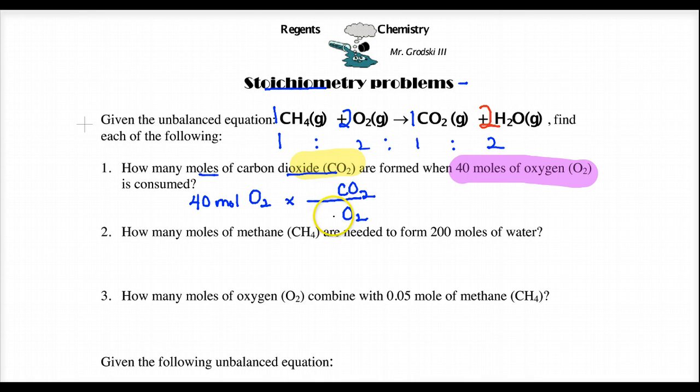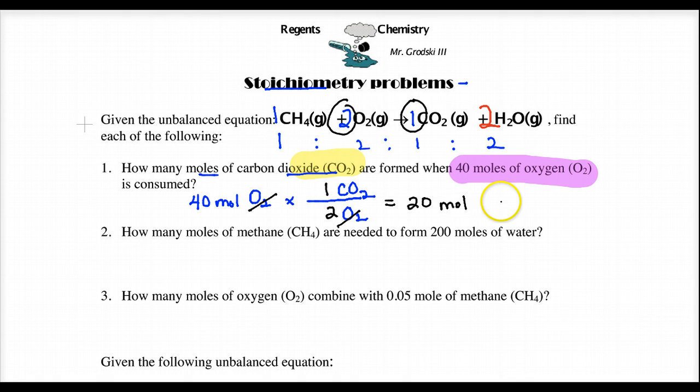But what's the converting factor? My friends in chemistry, the converting factor is the mole ratios, is the coefficients. So for every one CO2, there are 2 oxygens. It's an easy math problem. And what we have here is 40 times 1 divided by 2. We have, of course, 20 moles.